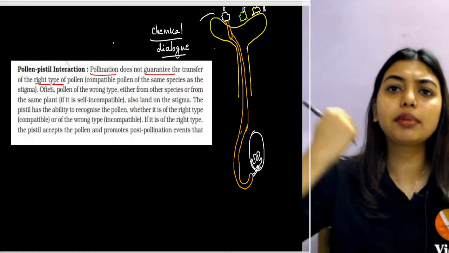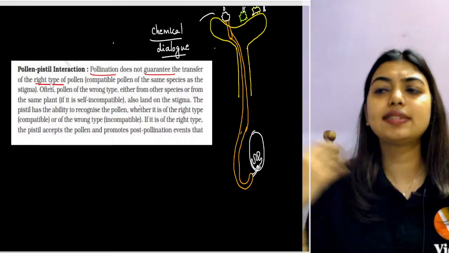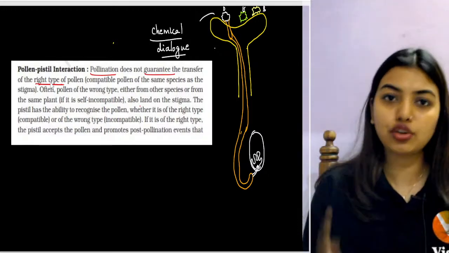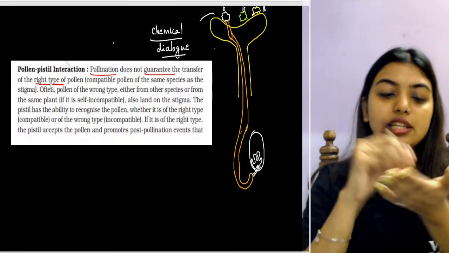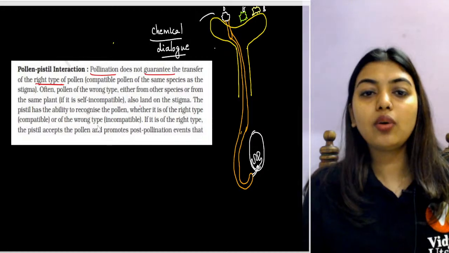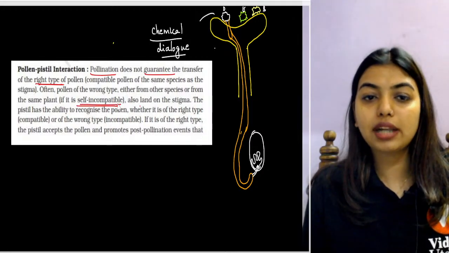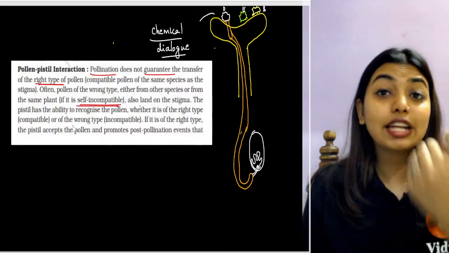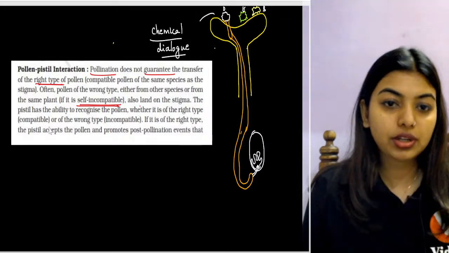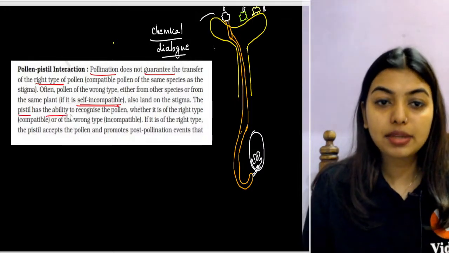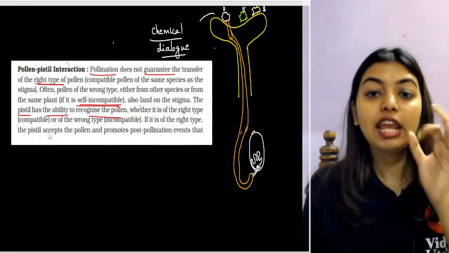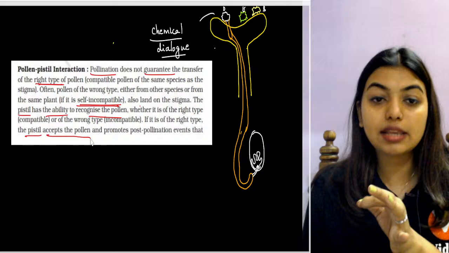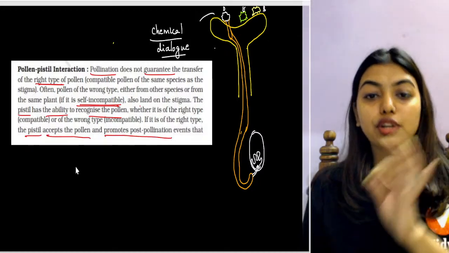Whichever pollen is coming by wind, water, insects, or humans, it will come and fall on the stigma, because the stigma has a sticky substance. Pollen also has a sticky substance, so they will come and fall. Now once they fall, they will check the compatibility, whether the right pollen has come and landed or not. The pistil has the ability to recognize the pollen, whether it is the right type or the wrong type. If it is the right type, the pistil accepts the pollen and promotes post-pollination events.